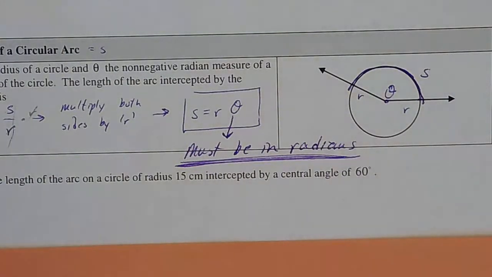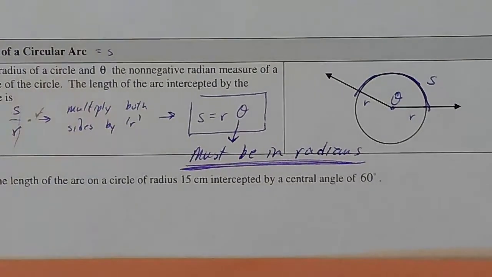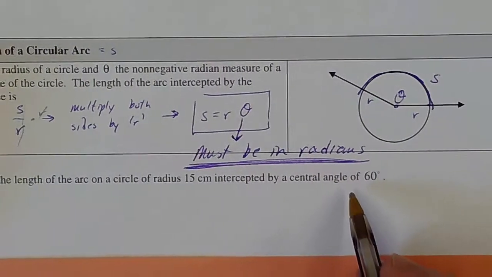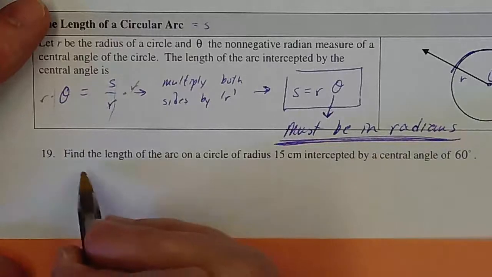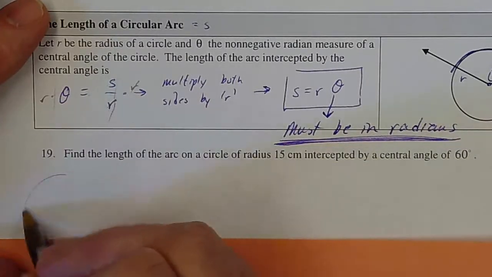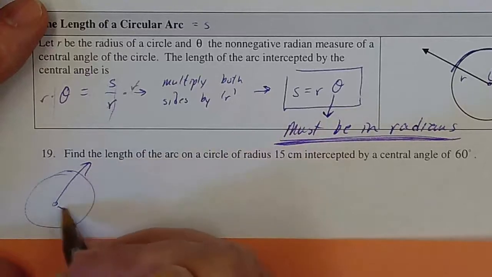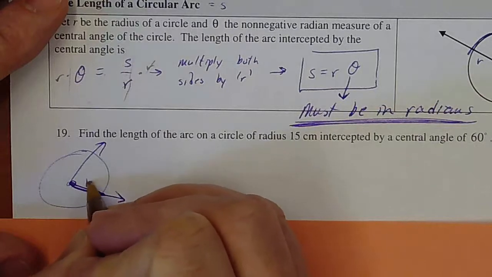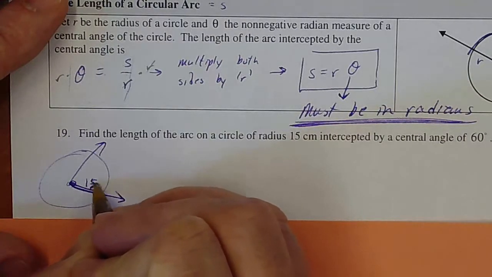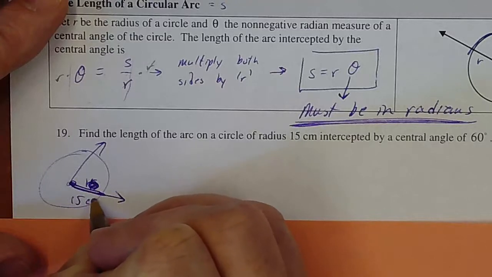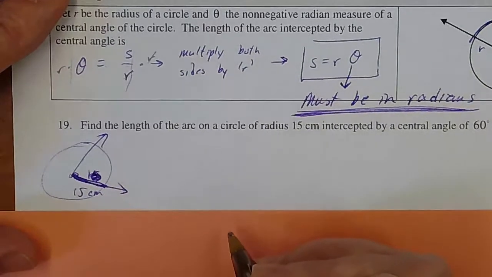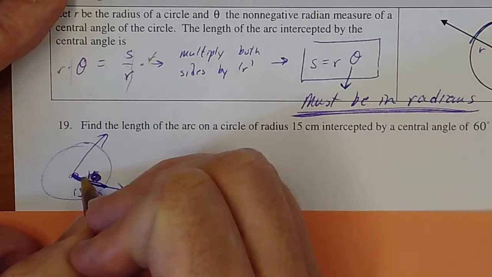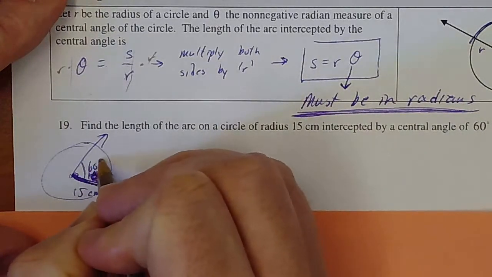Okay, so let's take a look at 19. Find the length of the arc on a circle of radius 15 centimeters intercepted by a central angle of 60 degrees. So here, I'll give you another visual aid of what's going on. So we've got an angle in the middle. They're giving us the radius. So from here to here, it's 15. I put that at a bad spot because we got to put the angle in there. I'll put 15 centimeters here, from here to here. The central angle from here to here is 60 degrees.